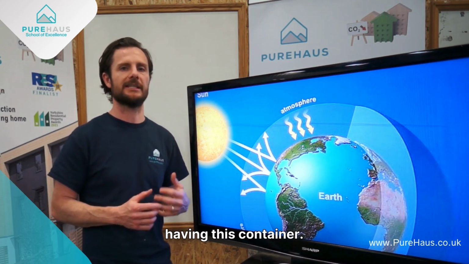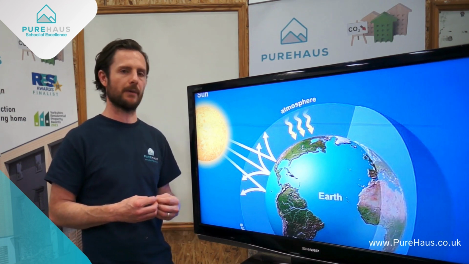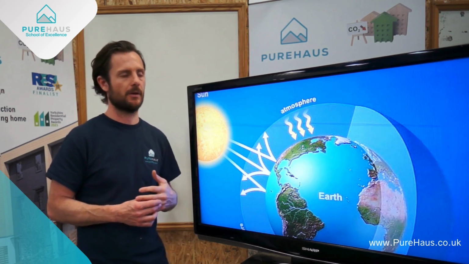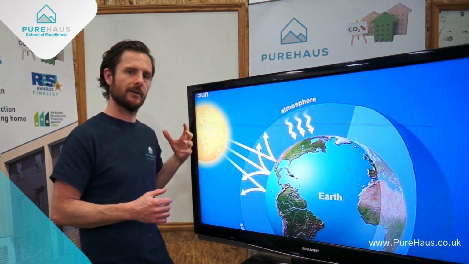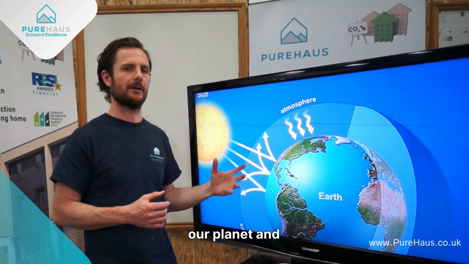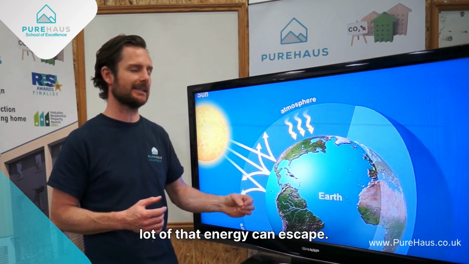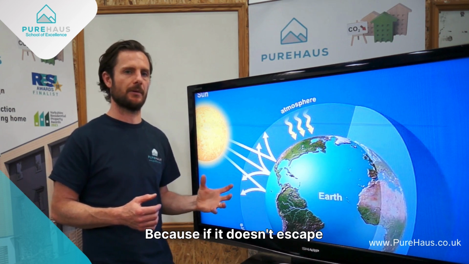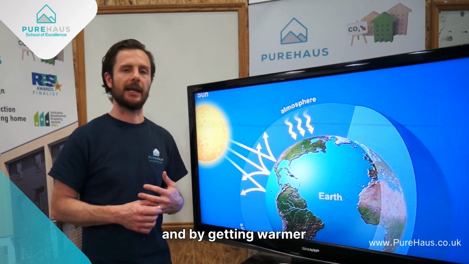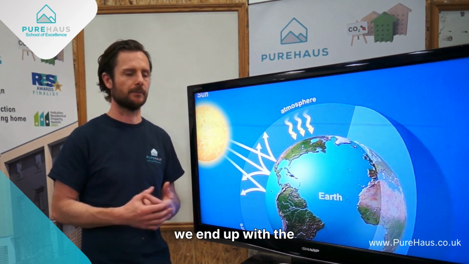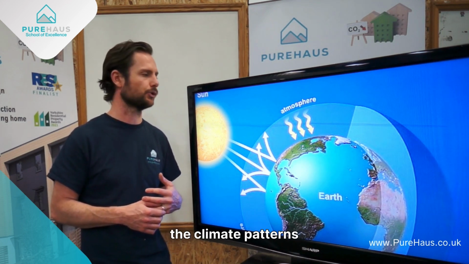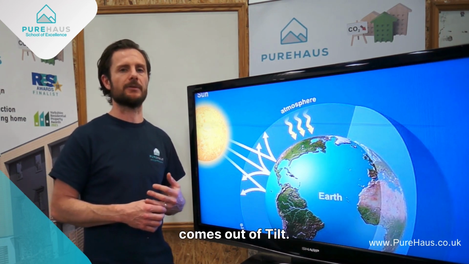The problem with having this container, this greenhouse effect around our planet, is it stops the heat energy from escaping. Now remember, the sun is putting a tremendous amount of energy onto our planet. And it is important that a lot of that energy can escape, because if it doesn't escape, our greenhouse starts to get warmer and warmer and warmer. And by getting warmer, we end up with the problems that we see in our climate, and the climate patterns all changing, and our planet becomes out of tilt.